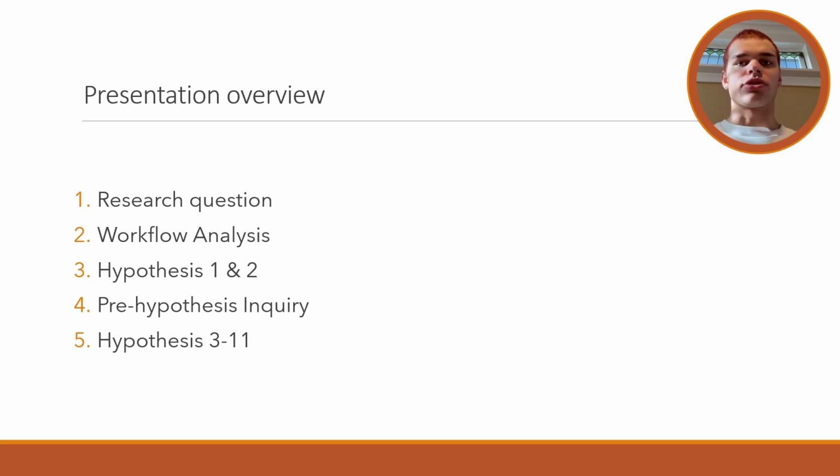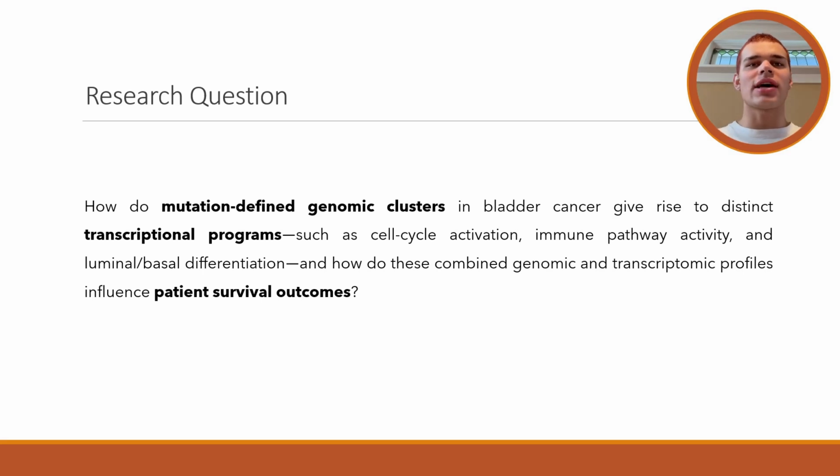I'll start with the research question, then briefly outline our workflow, and then go into the hypothesis which we use to examine this topic. Our project asks how mutation-defined clusters in bladder cancer can give rise to transcriptional programs like immune activation, cell cycle signaling, and luminal-basal differentiation, and whether those combined genomic patterns relate to patient survival outcomes. Essentially, we want to know, do genomic clusters actually reflect real biological behavior, and do those behaviors matter clinically?